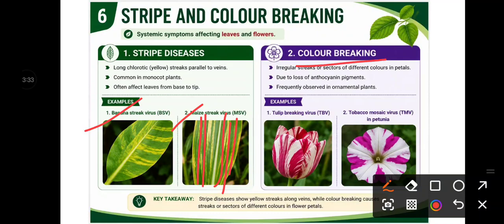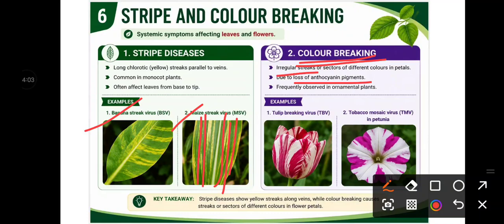Then the color breaking. This is the tulipomania. In the history of virology, you might have heard this. This is due to the color breaking of the tulip petals that increased its demand, and the demand was so high that it was sold for more than gold, and this is due to the loss of chlorophyll pigment.